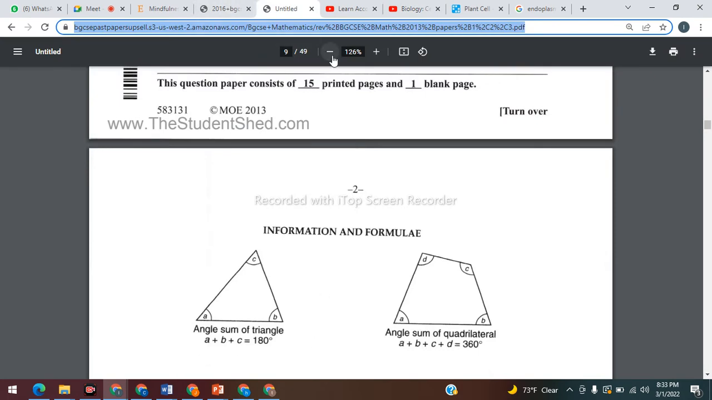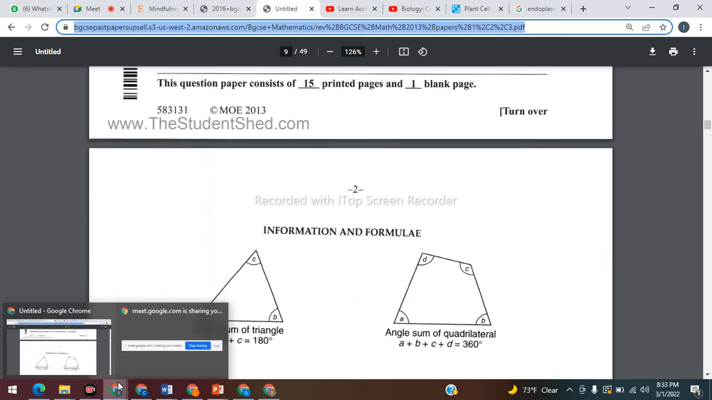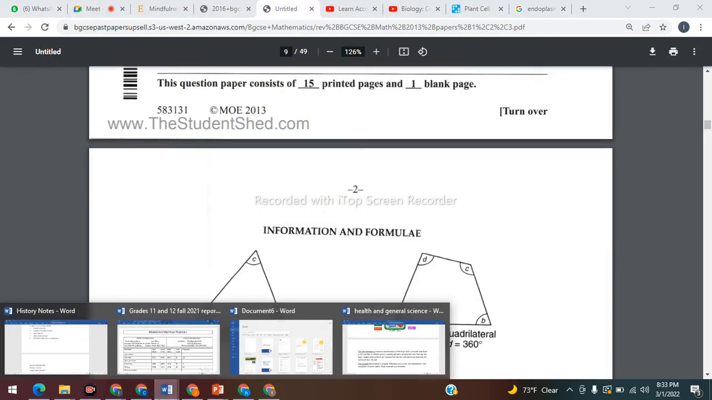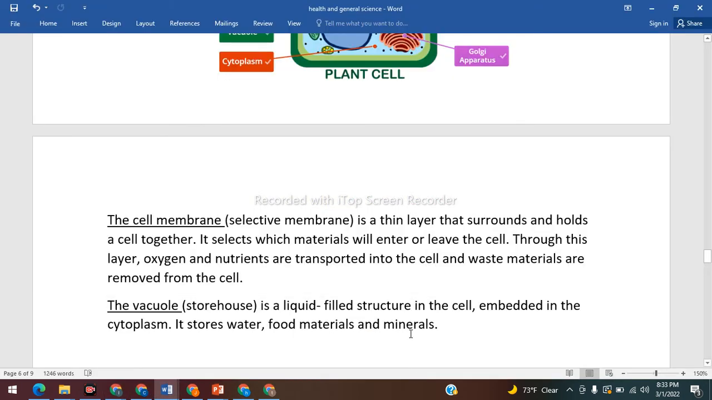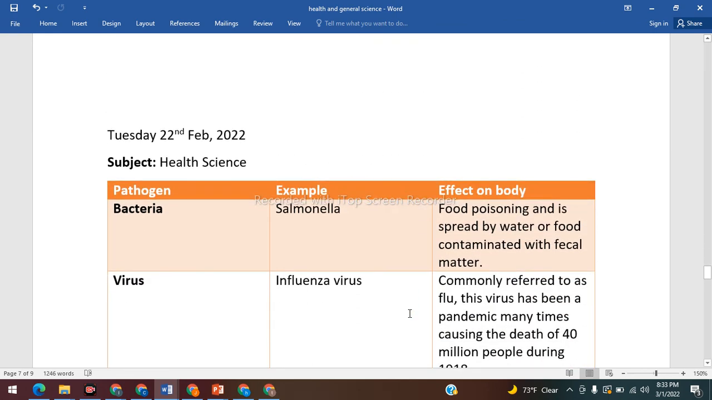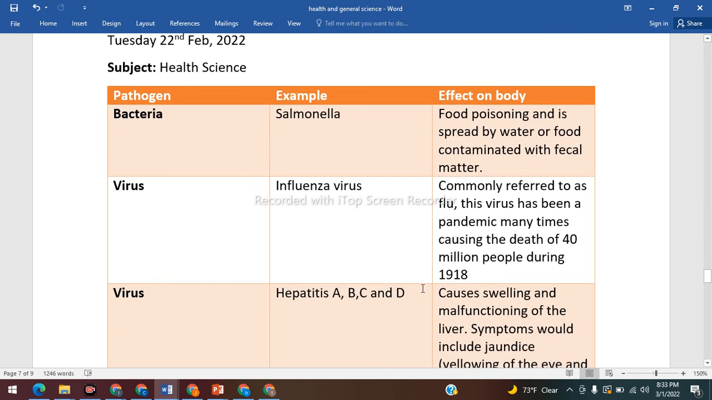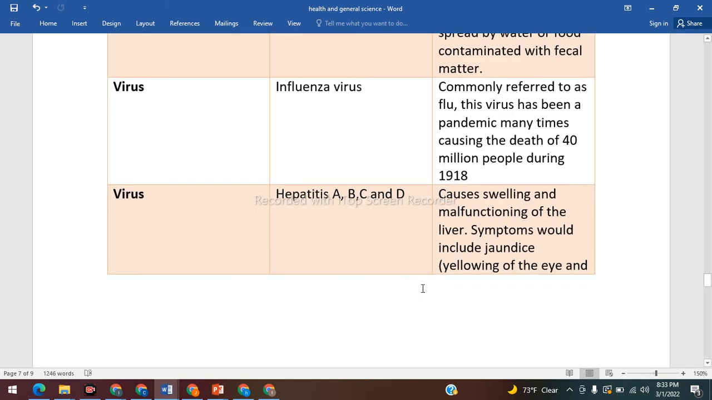Okay. Yes, general science. I totally forgot what we're going to do next. Okay, so general science. The last thing we did in, not general science, health science, was that we continued our discussion on those pathogenic diseases, right? And did we finish it?